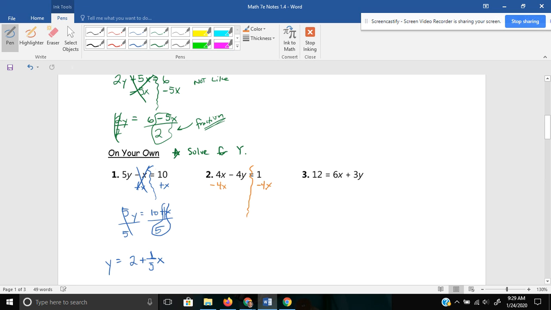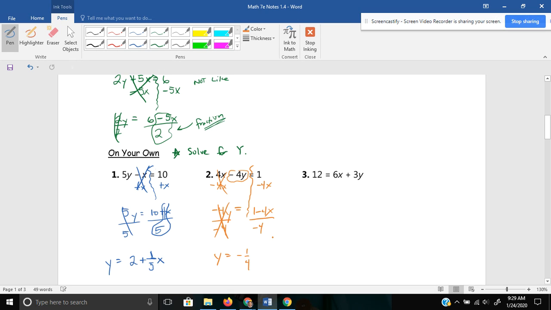That can be a common mistake because this is a positive 4x. And to undo that, I need to subtract 4x on both sides. I'm left with negative 4y equals 1 minus 4x. And then I'll divide by negative 4 on both sides. Y equals 1 divided by negative 4 would be negative 1/4.